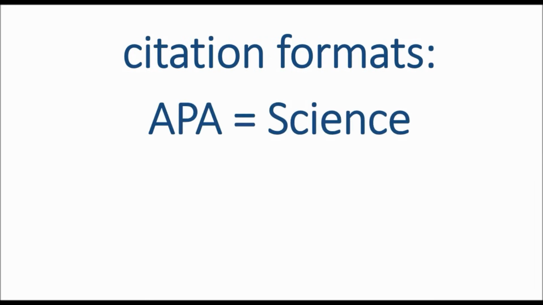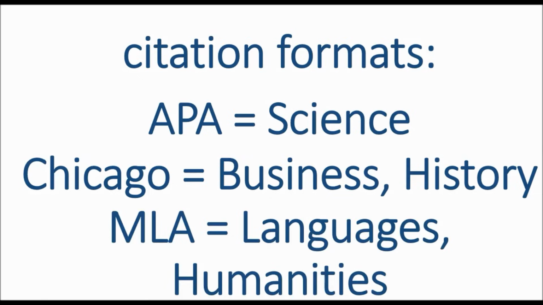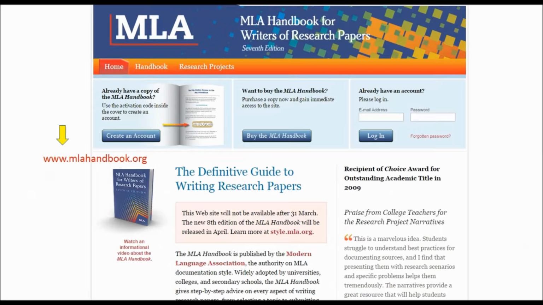There are many different formats for creating citations. There's APA style, which is typically used for science papers, the Chicago style, which is often used for business papers, history papers, and sometimes for fine arts papers. And then there's MLA formatting, which is used for languages and the studies of the humanities.